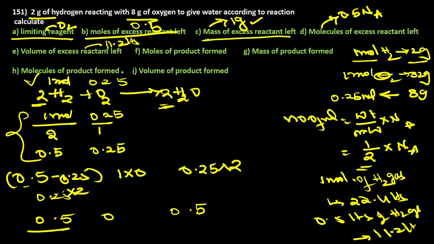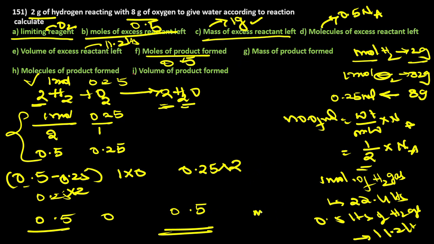Right. Next, moles of product formed. How many moles of product is formed? This many moles of product is formed, so this is 0.5 moles of product. And the mass of product, which one is the product? H2O.